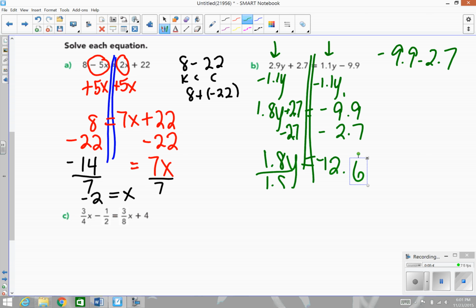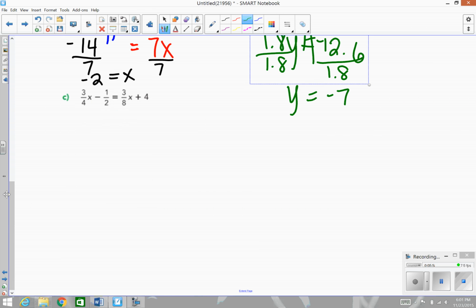Last step is to divide by 1.8, and we get that y equals negative 7. Okay, finish jotting that down, and we'll do another example here.